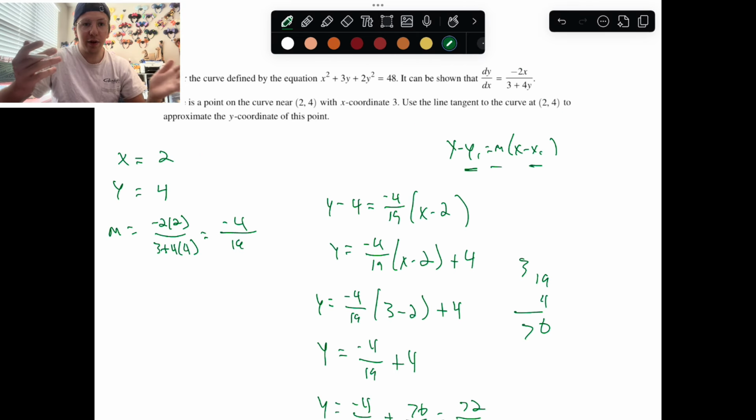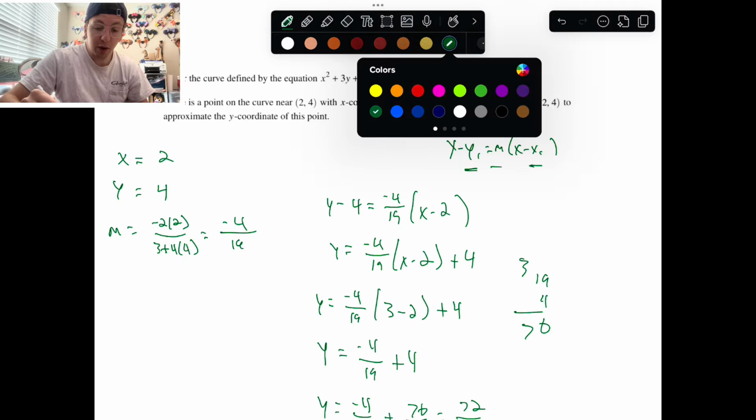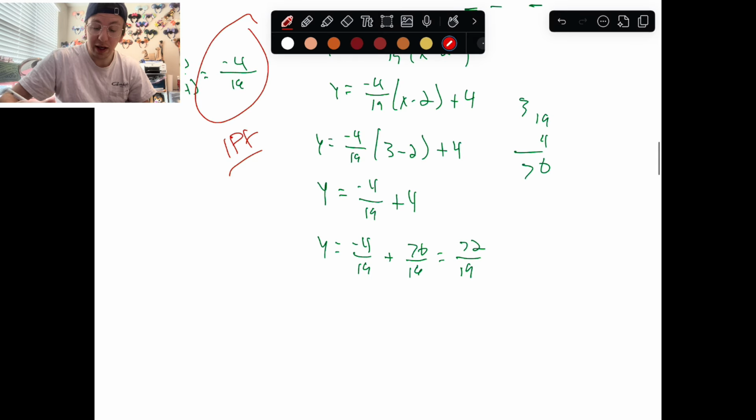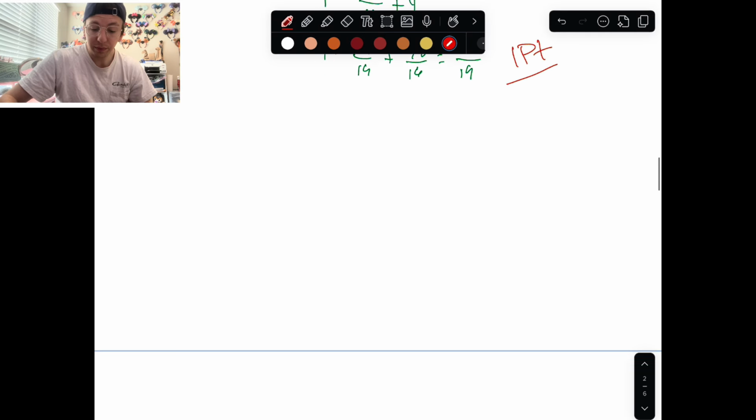Let's now talk about how the AP graders graded this FRQ. Okay, so for problem 1, they first gave a point if you correctly got the correct slope. So if you got negative 4 over 19, you got 1 point. Then if you got the correct approximation all the way down here, that's 72 over 19, you also got a point. And that was it for that first question, part A.